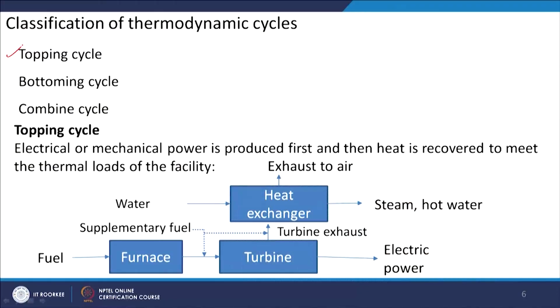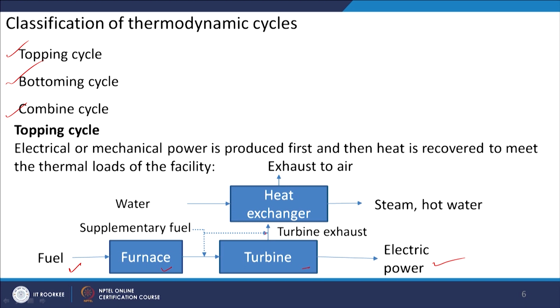So, a number of possibilities are there for the production of electricity or other types of energy for its application. On the basis of these different possibilities, we have different thermodynamic cycles: the topping cycle, the bottoming cycle and the combined cycle. What is the topping cycle? We have fuel, which we use in a furnace, and flue gas is produced at high temperature. Then it is used in a turbine for electric power generation.